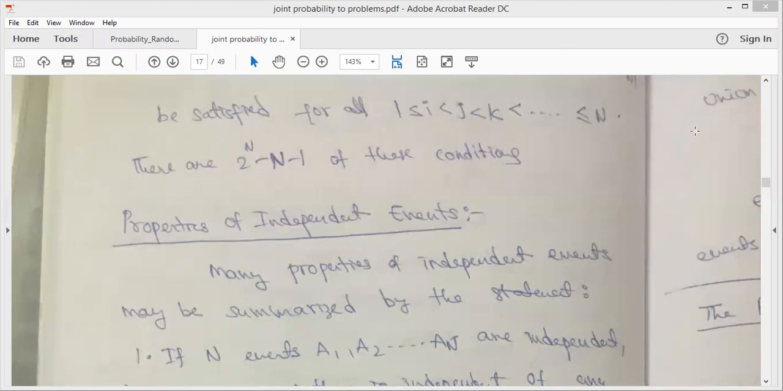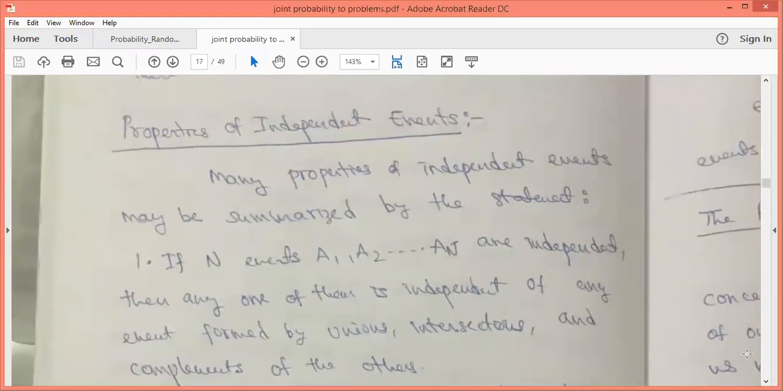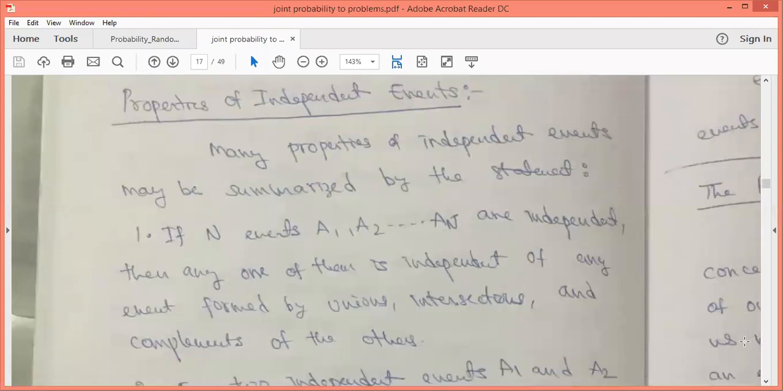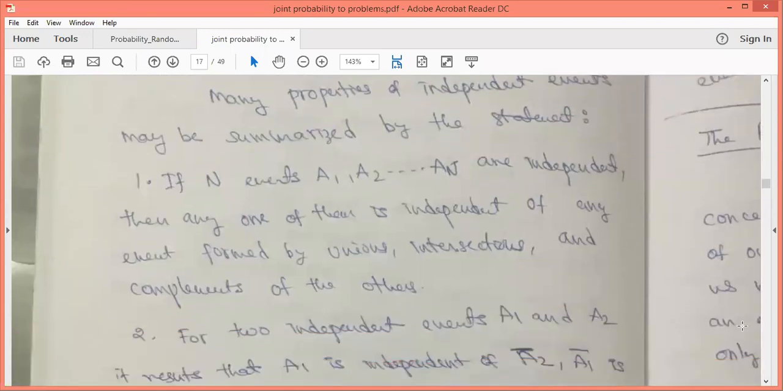Okay. So if it is satisfying only the statistically independent condition by pairs, then we say that the events are statistically independent by pairs. If all the conditions are satisfied, then we say that all the events are statistically independent. Okay. So now we discuss the properties of independent events. Here we will be summarizing the properties.